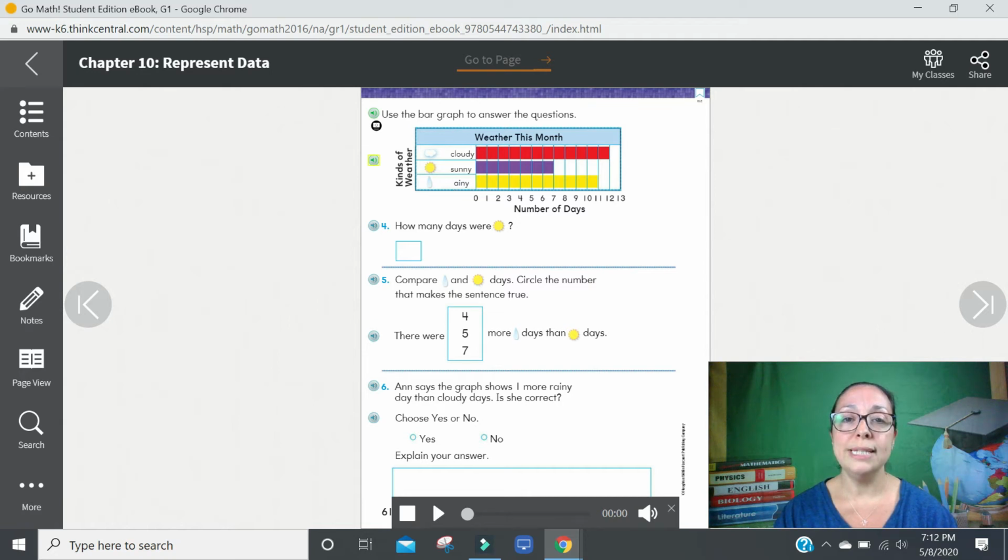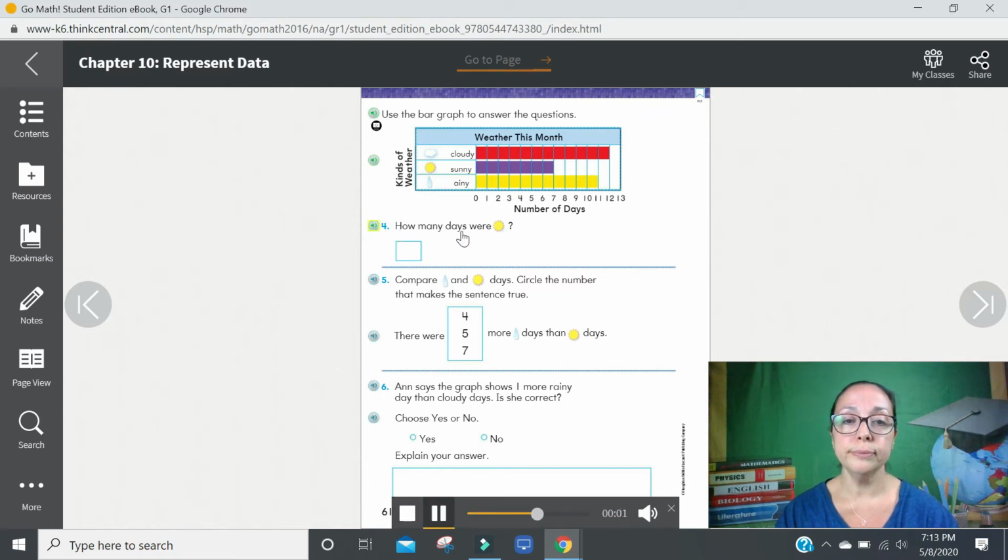El título es El tiempo de este mes, el clima. Tipos de clima. Nublado, soleado o lluvioso. Y aquí es el número de días. So each one of these numbers stands for how many days had that weather. Cada número representa cuántos días había ese clima. All right, let's continue. Number 4.